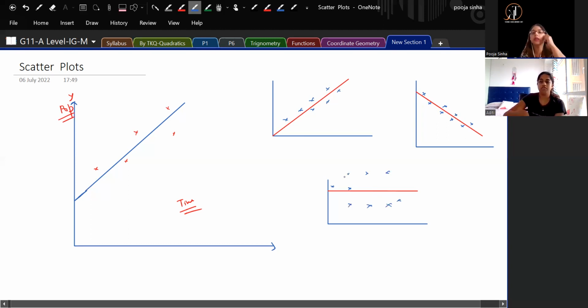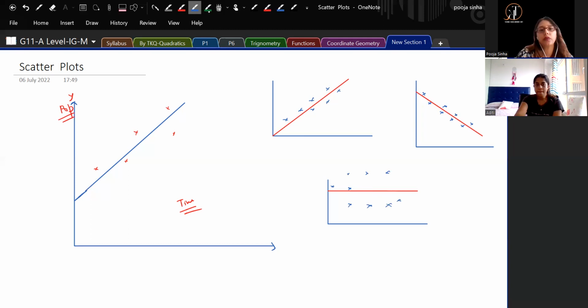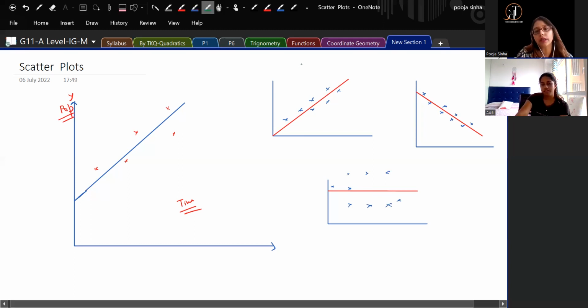These are the correlations and trends. The first one, I'm going to call a positive correlation. The second is a negative correlation. And the third is zero correlation, no correlation. Positive, negative, zero. Now, what do you understand by this?